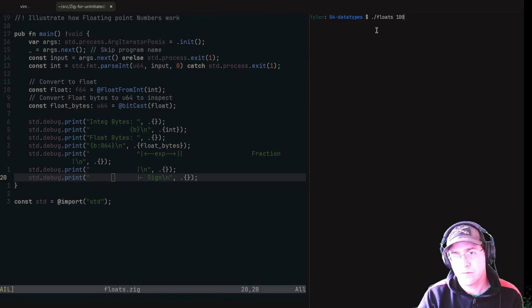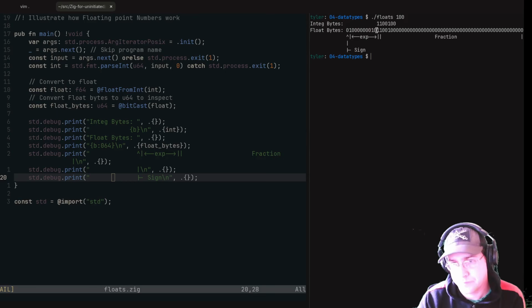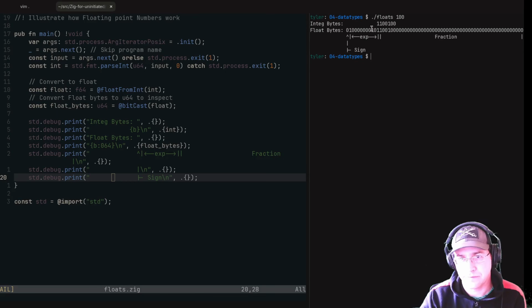So if we take float and we say, let's pass in 100, we can see here we have this binary representation of 100. We have the floating bit representation of 100. This is a 64-bit floating point representation. You can see that the leading number, 0, is a sign. We have these next 11 bits that are dedicated to the exponent. And then we have the rest, which is the fraction. And if you look at the fractional part, you can see that it is an exact copy of all of the integer bits minus that leading one.